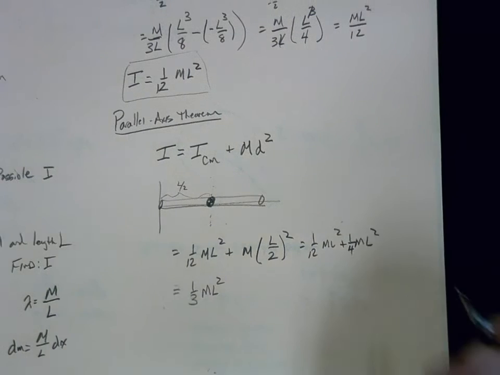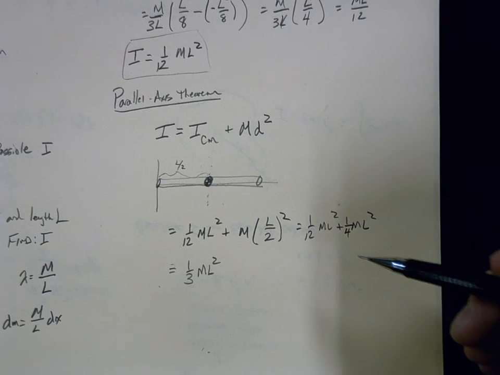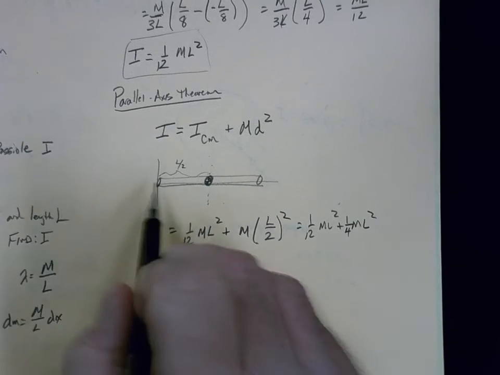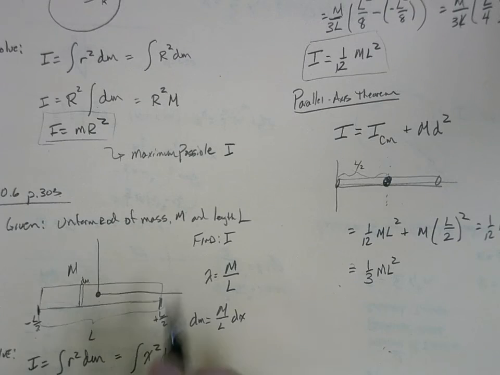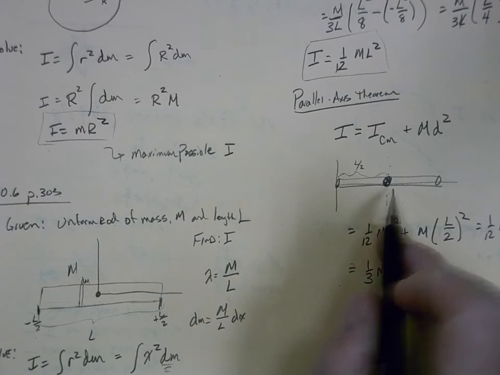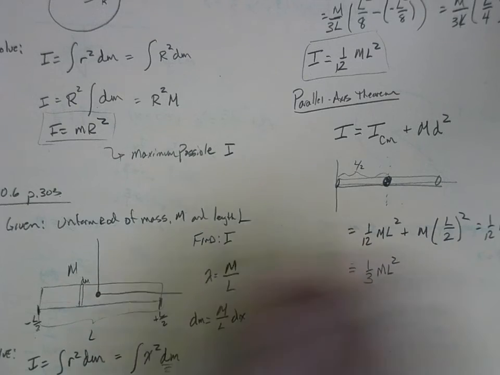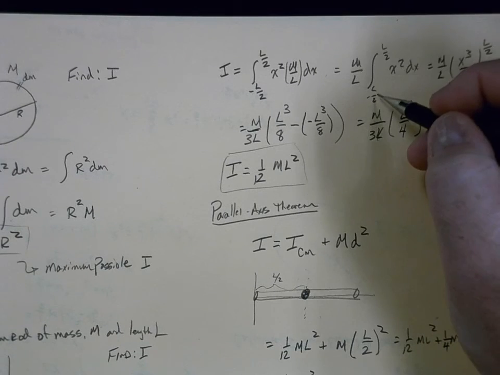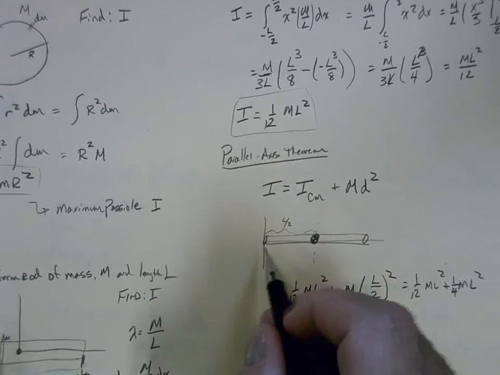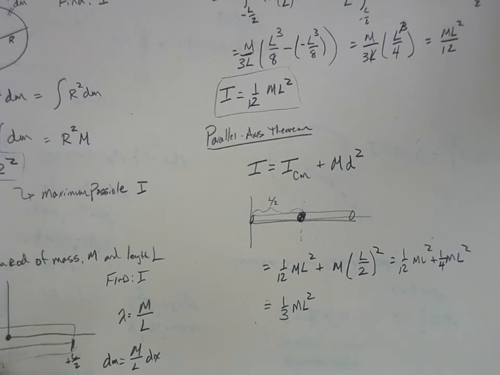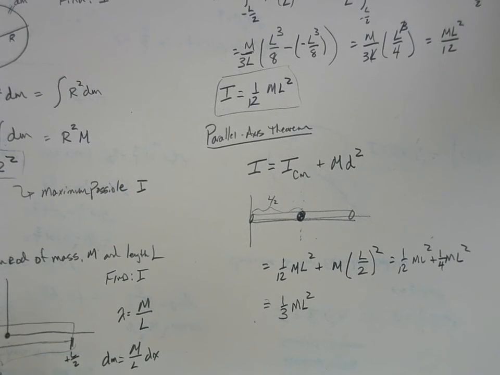Now, it is possible we could have found this rotation just rotating from here. We could have done that. Instead of integrating from negative L/2 to L/2, we would have integrated from 0 to L, and that actually would have wound up being 1/3 mL squared. And you can go back and check that if you want, but that is what the answer would have been.